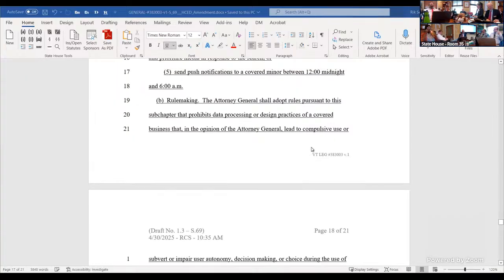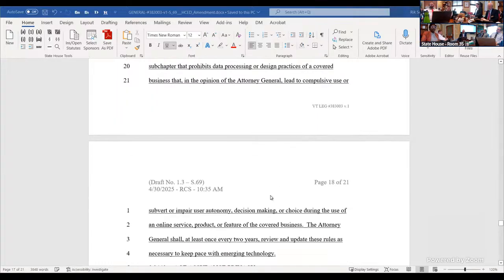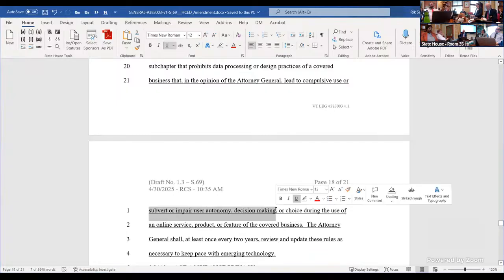So there's always going to be things that businesses have to adjust to. I do see the sheriff's point here. You're talking about leading to compulsive use or subverting or impairing user autonomy. If you make an app that complies with the act as passed, but then the AG says, yeah, but this is also compulsive, can you just change that part of your app, or is it integral to the way you designed it? I don't know. It probably depends.